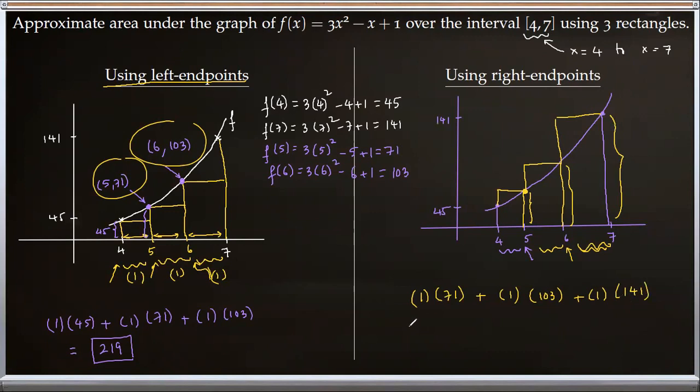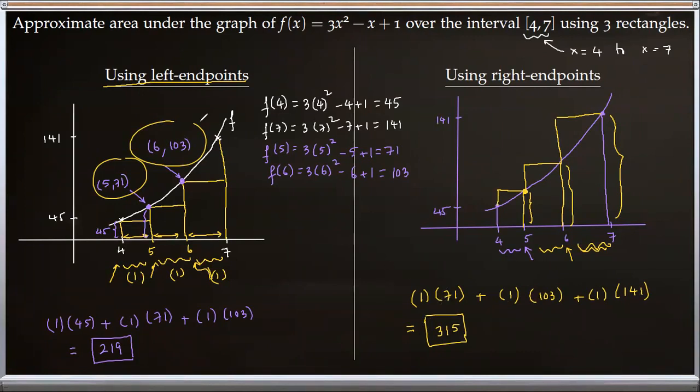So this will give us the approximate area under the curve. So we just need to add these three and you will get 315. So 315 is the approximate area under the curve using three rectangles and right endpoints.